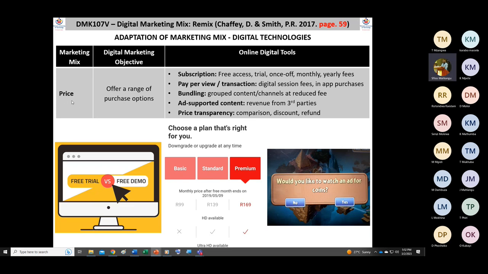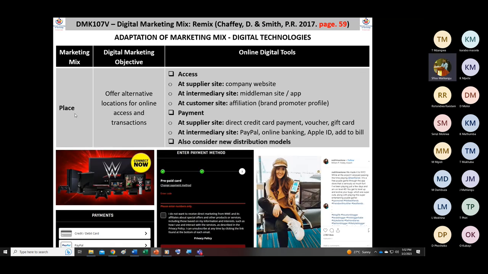So looking at the third variable, that is place. With the marketing mix place, the objective that we have is to offer alternative locations for online access and online transactions. Our goal here, once again, compare someone who's more traditional. This person prefers going to the mall to purchase clothes, and this person prefers to purchase these clothes on an app and so on.